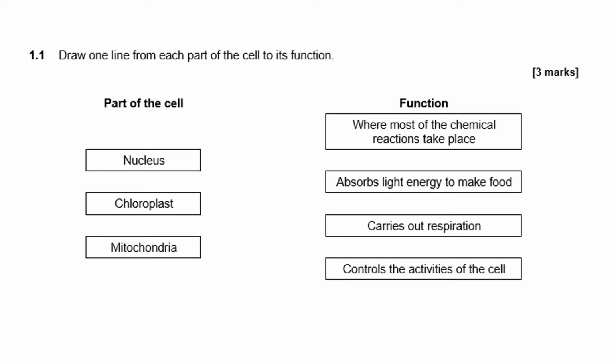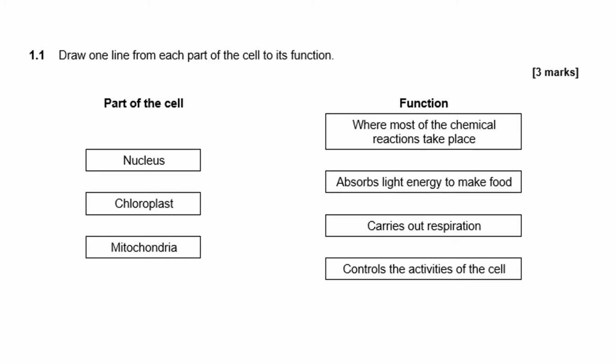So we'll start off with the nucleus, and I would suggest reading through the functions so that you know what the part of the cell will be as you come across them. So the functions are where most of the chemical reactions take place, absorbs light energy to make food, carries out respiration, and controls the activities of the cell. So out of those 4, the nucleus, hopefully we've all drawn a line from the nucleus to the bottom function, controls the activities of the cell, and that will be worth 1 mark.